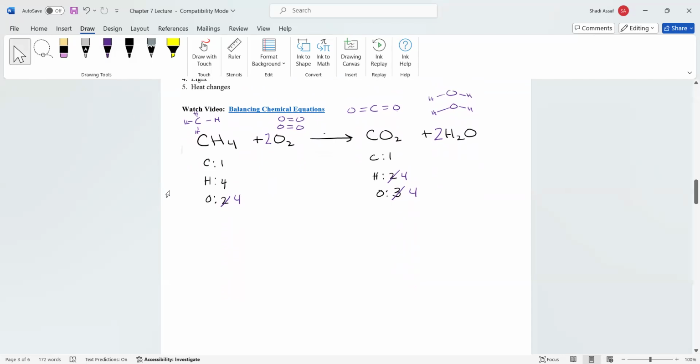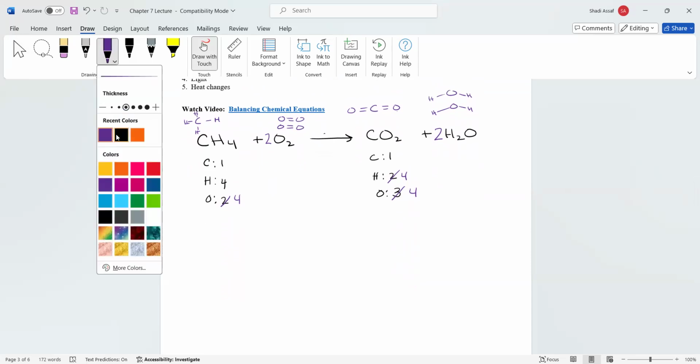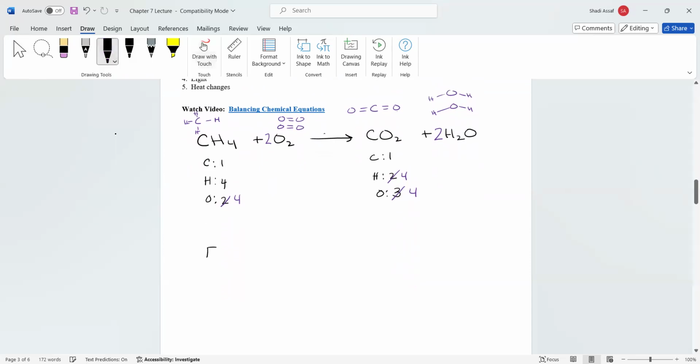Let's talk about another one where, again, this is based on trial and error. So it may not work from the first time. You have to play around with numbers. So let's look at Fe plus O2, and you get Fe2O3. So here's the bookkeeping method. You have one iron and you have two oxygens on this side. You have two irons and three oxygens on the other side.